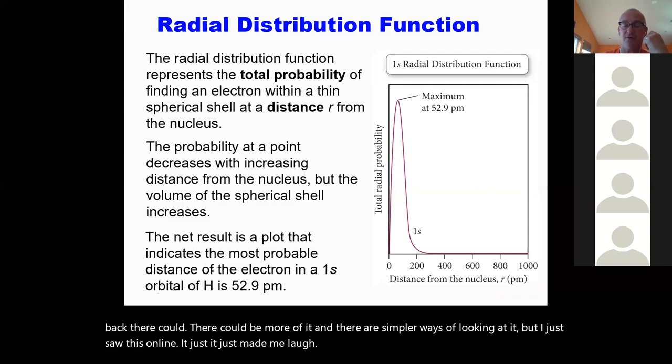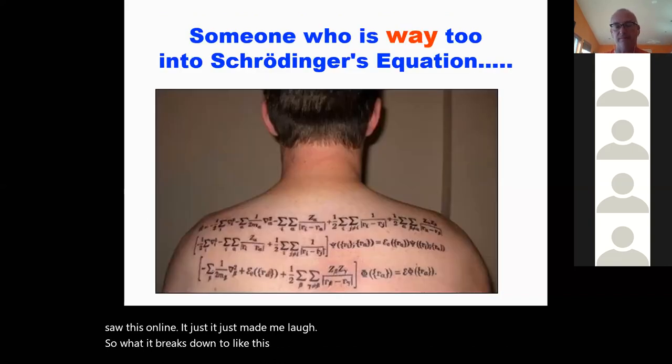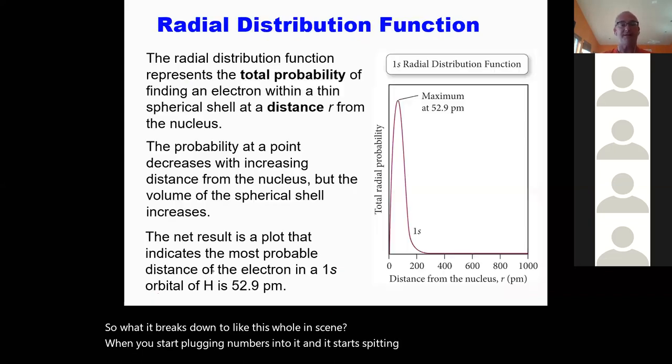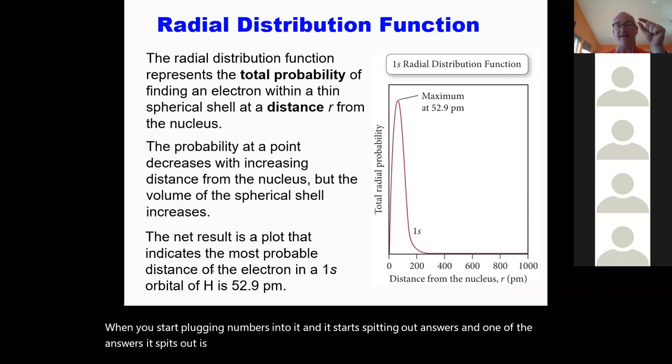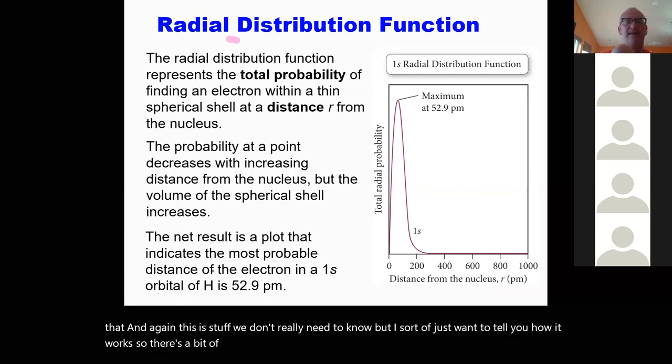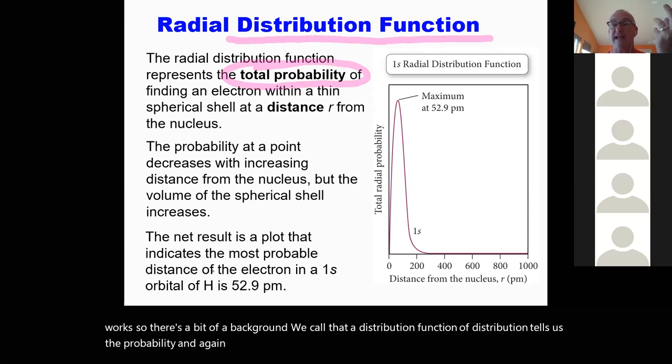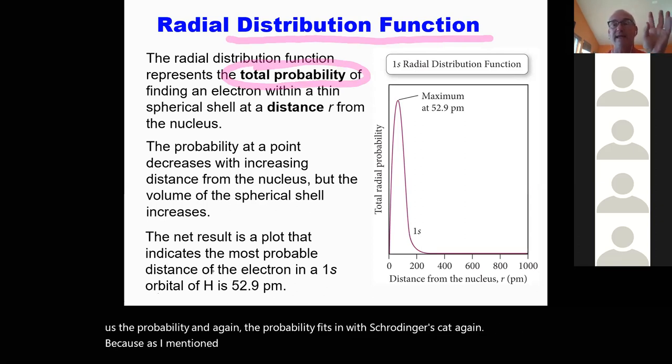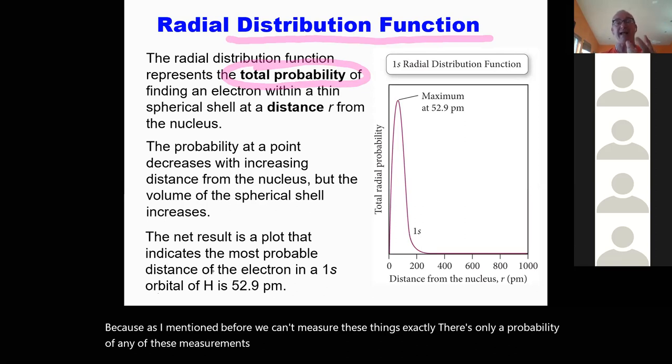So what it breaks down to, like this whole insane equation, when you start plugging numbers into it and it starts spitting out answers, one of the answers it spits out is the probability of finding that electron in a particular place. And we call that a distribution function. This is stuff we don't really need to know, but I just want to tell you how it works, so there's a bit of background. A distribution tells us the probability. And the probability fits in with Schrödinger's cat again, because as I mentioned before, we can't measure these things exactly. There's only a probability of any of these measurements. And so what we look for is that the highest probability is probably closest to being correct.